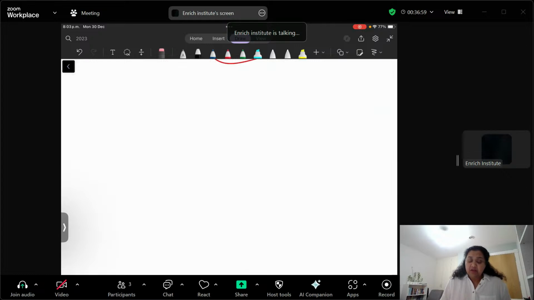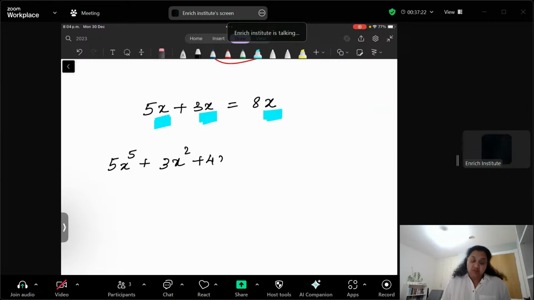If you have an expression like 5x plus 3x, this is very very basic, which we have already learned in Leaving Cert. 5x plus 3x, we write it as 8x, which means that if there are similar variables here, you can add them up and write it down. So similarly, if you have a lengthy expression like 5x to the power of 5 plus 3x square plus 4x plus 2x cube plus 4x to the power of 5 plus 5x.